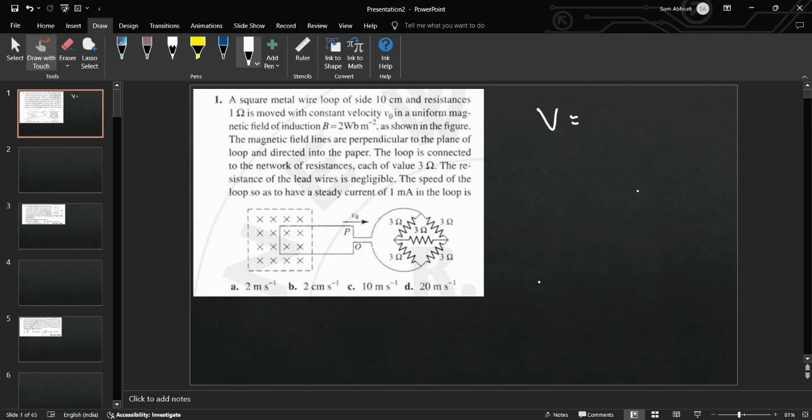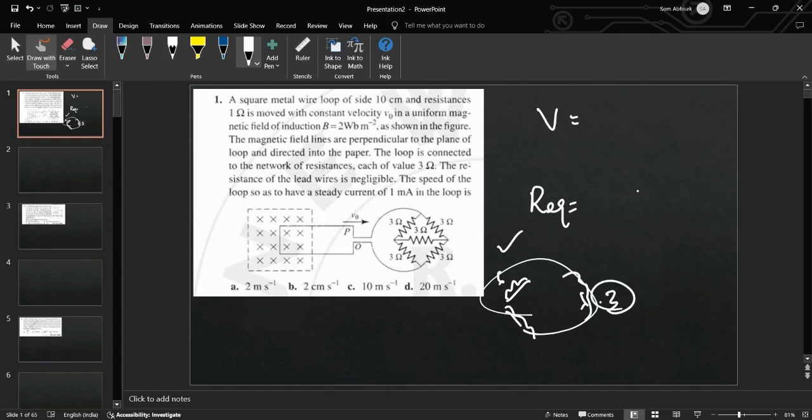Square metal wire loop of side 10 centimeter, and resistance 1 ohm, is moved with constant velocity V naught in a uniform magnetic field. Magnetic field lines are perpendicular. The loop is connected to this. So this is the loop, and if you can see, it's a Wheatstone bridge. So the R equivalent is 3 ohm, isn't it? Because the middle 3 ohm will be disconnected. So this 3 will give me 6, this 3 will give me 6, and 6 parallel 6 will give me 3. And there is another 1 ohm, that is the resistance of the metal wire loop. So 3 plus 1, that is 4. So R is equal to 4 ohm, right?